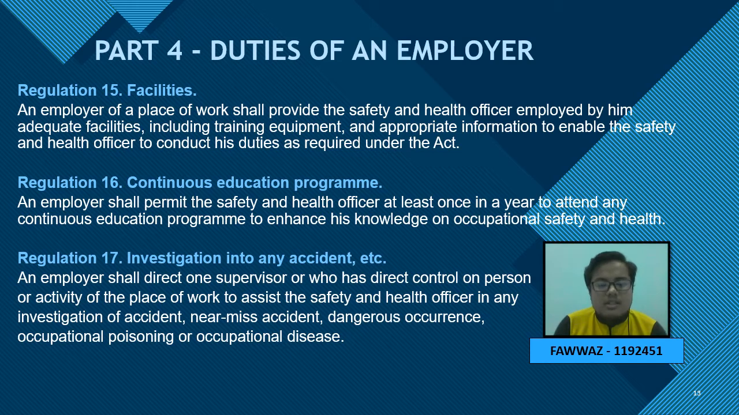And lastly, Regulation 17, the last regulation under this part. Investigation into any accident, etc. An employer shall direct one supervisor who has direct control on a person or activity of the place of work to assist the safety and health officer in any investigation of accident, near miss accident, dangerous occurrence, occupational poisoning, or occupational disease.